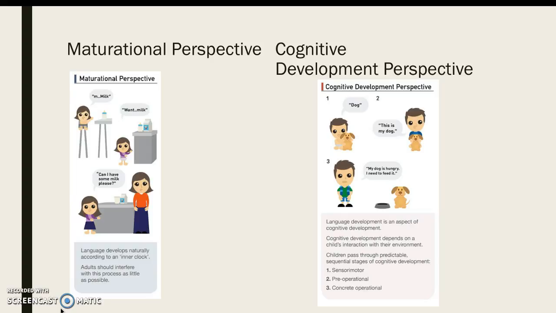The cognitive development perspective is that of the theorist Jean Piaget. He believed that language development occurs at the same time as cognitive development, and it's developed through activity. Cognition is the process of acquiring knowledge and understanding through thought, experience, and senses. So cognitive development is the process of learning through thoughts, experience, and senses. Piaget believed that language developed as children experienced these things.